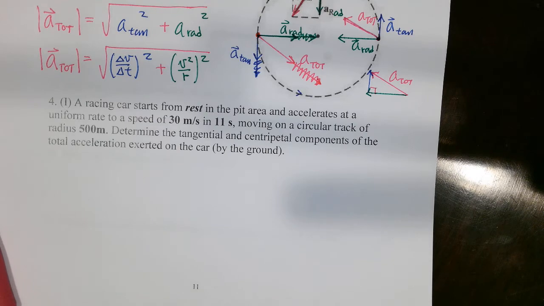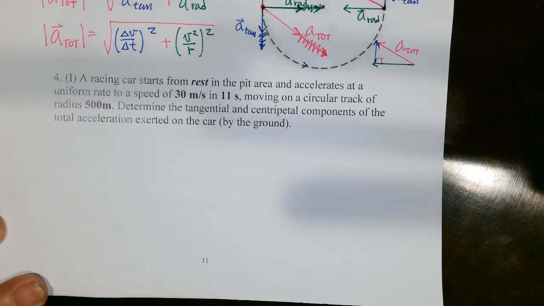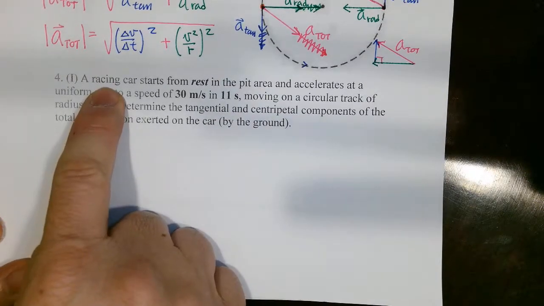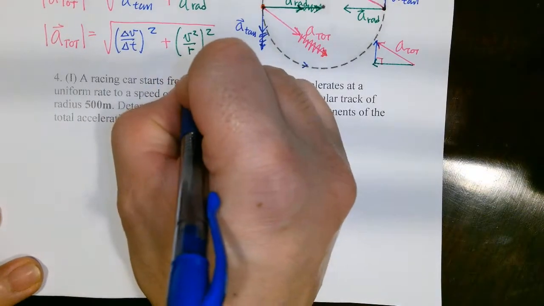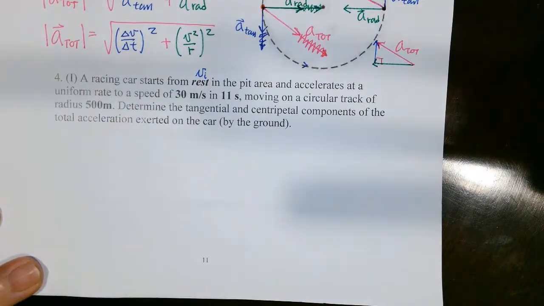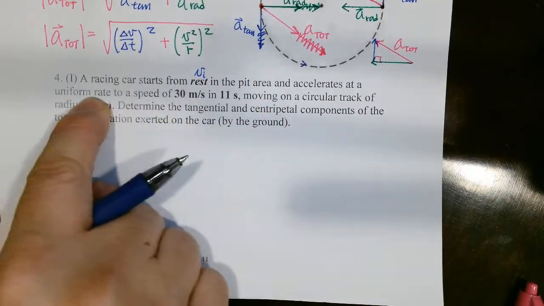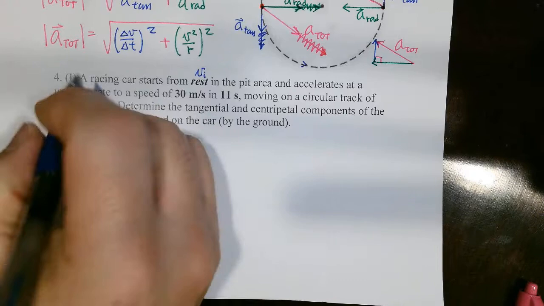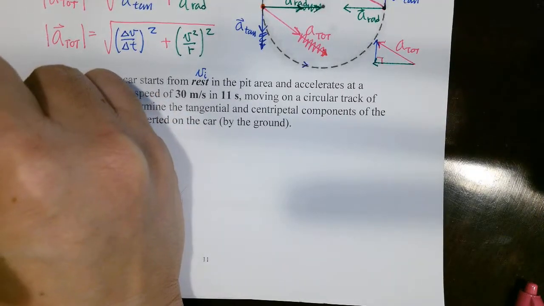So here we go. Let's take a look at this. Here, a race car starts from rest, that's our initial velocity, in the pit area and accelerates at a uniform rate to a speed of 30 meters per second. This uniform rate means constant acceleration.